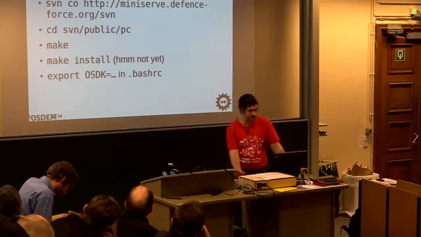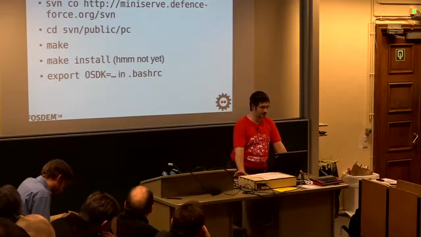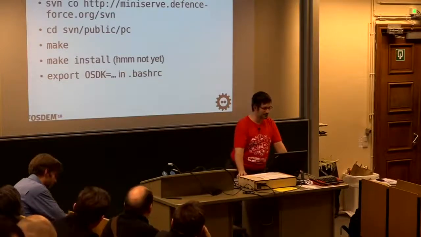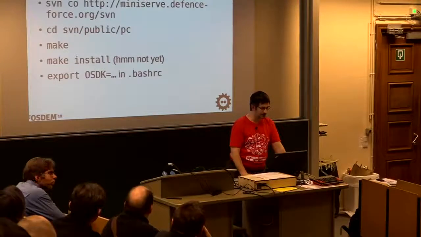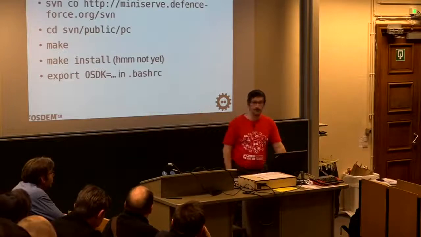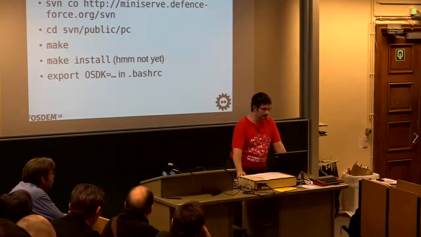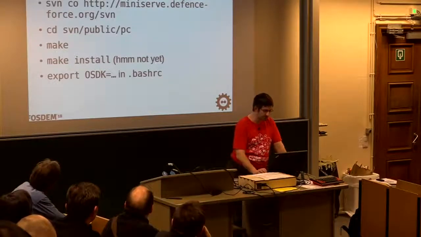Installation should be as simple as getting the source and running make in the correct folder. It's not really finished yet. I think the install target itself is not implemented yet, but just copying the files manually should work. Then to use it, you just need to export the OSDK environment variable, and the makefiles should be able to find the tools from it. Someday I might try to make a Debian package for it.